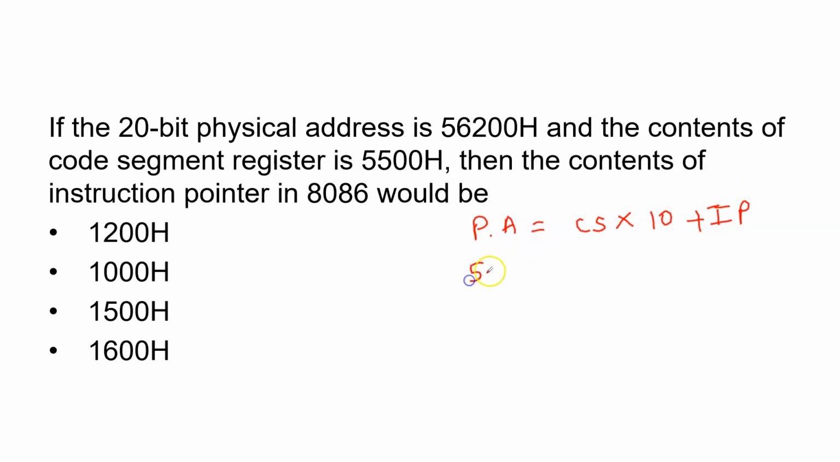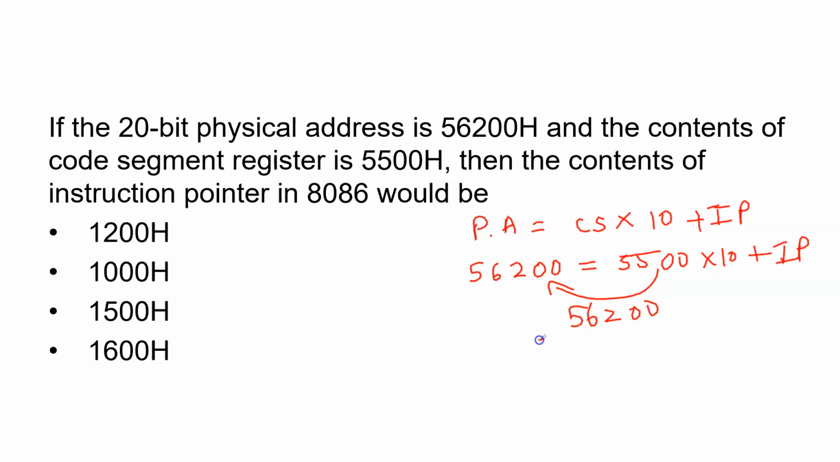On the left-hand side the physical address is 56200, and the segment register value is 5500 into 10, plus IP. So IP can be obtained by subtracting. We have 56200 minus 55000, which gives 1200. This is the value of IP. So the answer is the first option, 1200H.